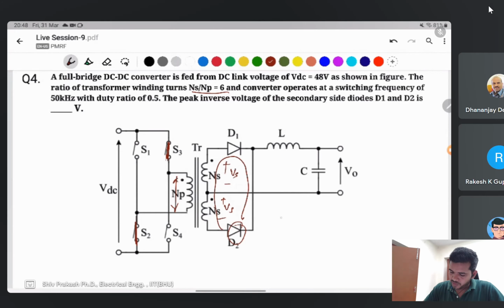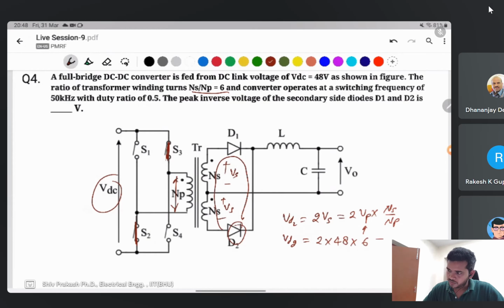Then similar to before, VD2 is equal to 2 of VS, and VS is equal to VP into NS by NP. VP is the same as VDC because the switch drop voltage is not given. Then 2 into VP is 2 into 48 volt into 6, and calculating this gives 576 volt.